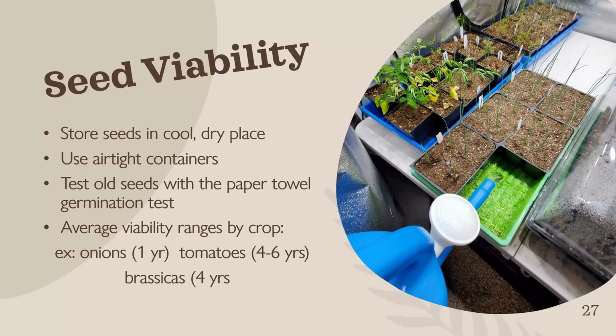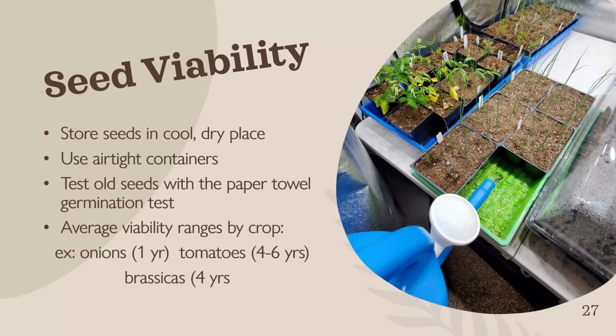And average viability is going to range by crop, right? So some seeds are a little bit thicker and bigger. Those might be stronger, a bit more built to hold up over the years. And some are a little bit smaller and sensitive and might only have a short window of viability. So things like onions are usually viable for maybe a year or a little bit more, but those would be ones that you want to use up instead of saving for a long, long time.